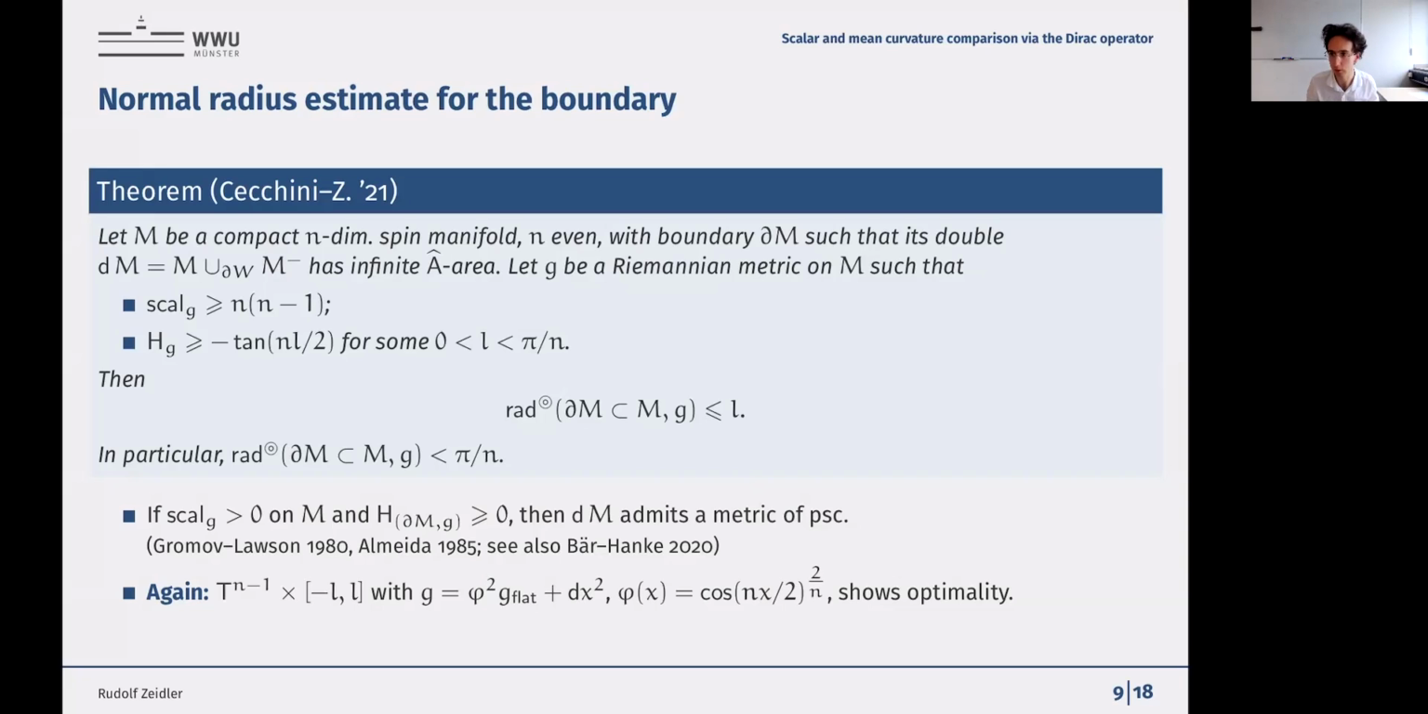Before going through the statement of the theorem, what we want to do here is we have some manifold with boundary. And we look at the largest radius such that the normal exponential map of the boundary is still a diffeomorphism. And that is what is called the normal radius here.